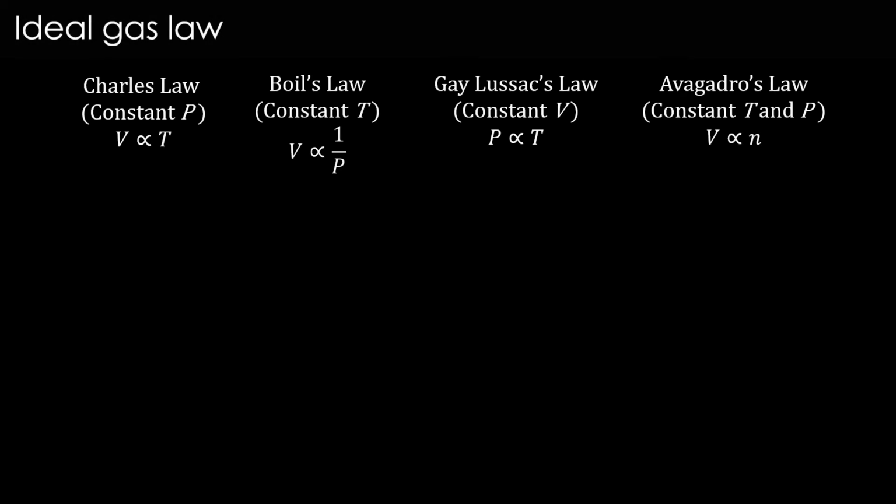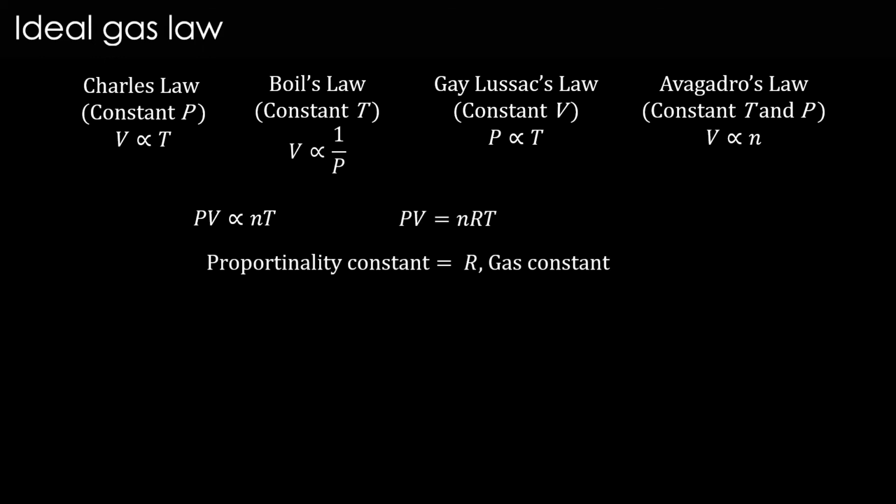Now we are good to go for the ideal gas law. Take all the 4 experiments you have just seen, combine them. PV is proportional to nT, or PV is equal to nRT. The proportionality constant here is the universal gas constant. It is the ideal gas law.